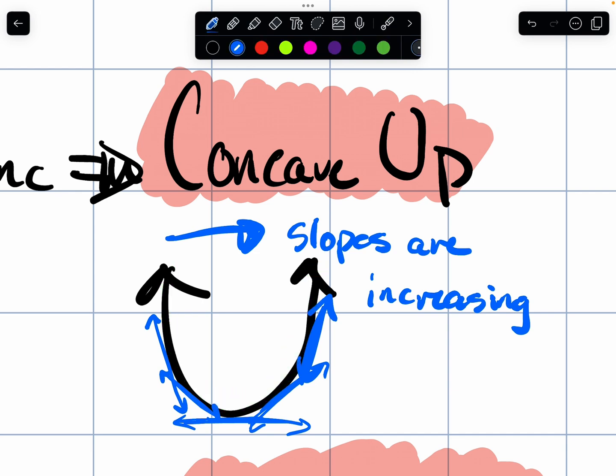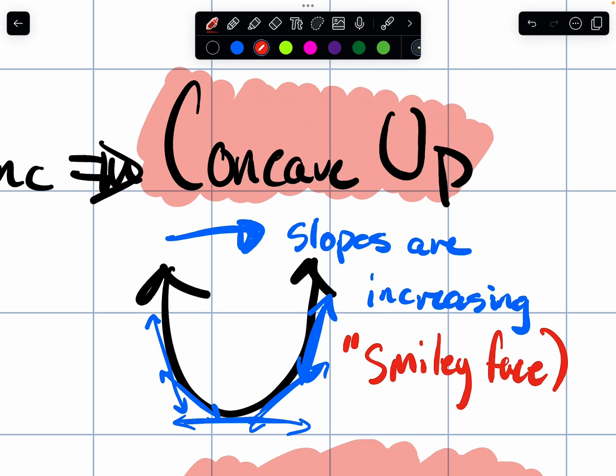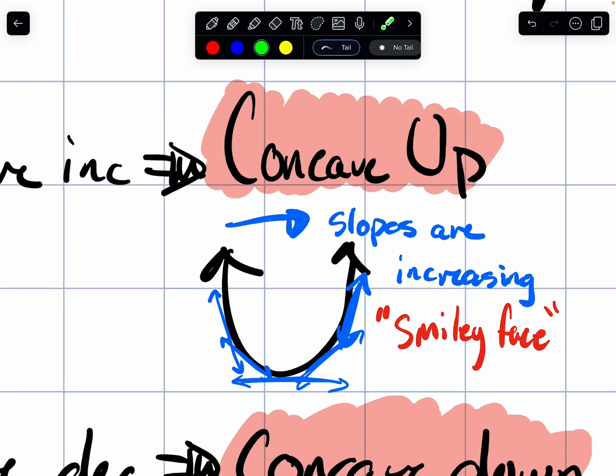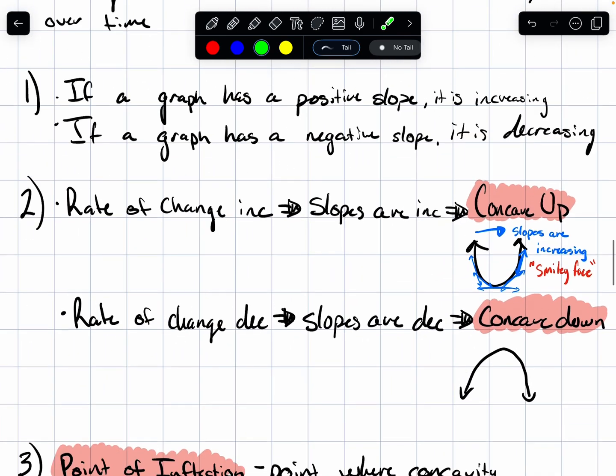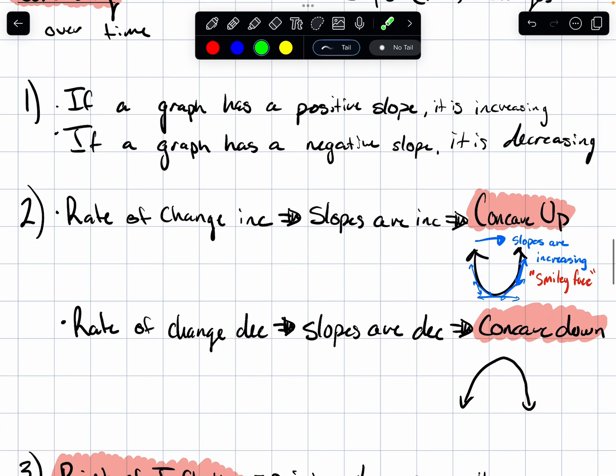I'm going to say this looks like a smiley face. So this looks like a smiley face. Kind of opens up. Other people will say it kind of looks like a cup or a bowl or that sort of thing. Or maybe it looks like a valley because it's got the two walls on the side. And a similar line of thinking, concave down, would be that the rate of change is decreasing over time.